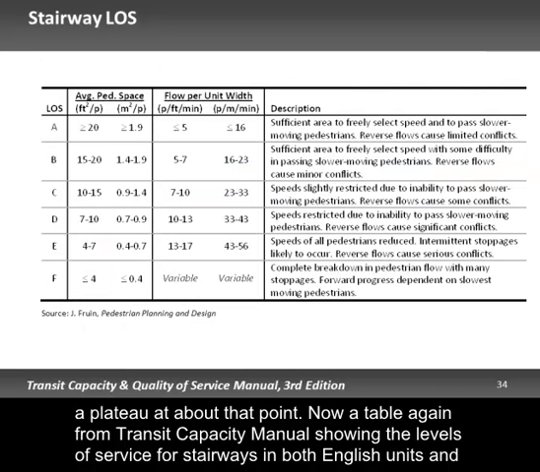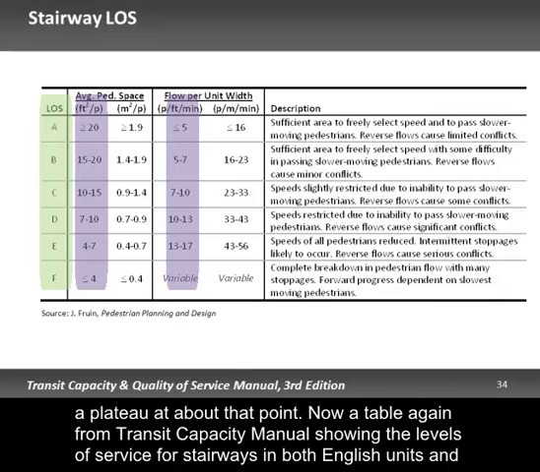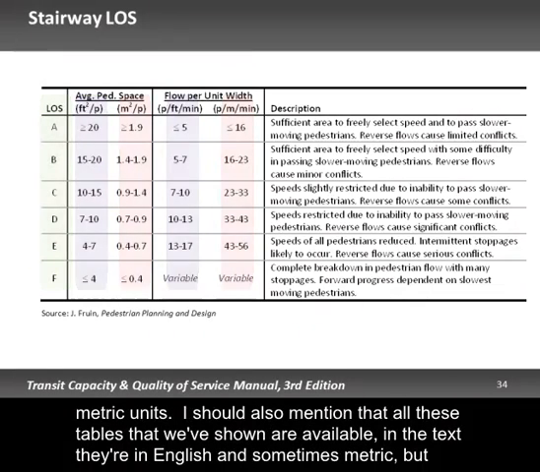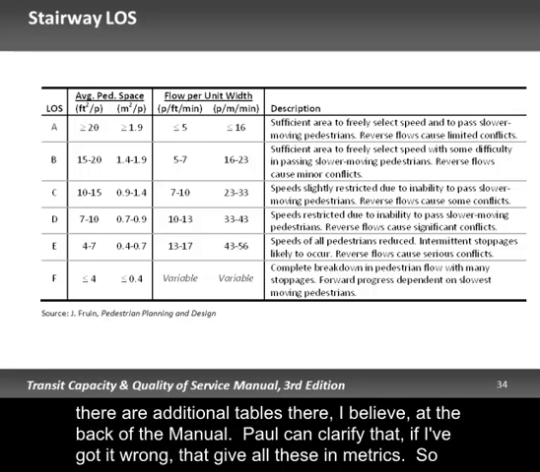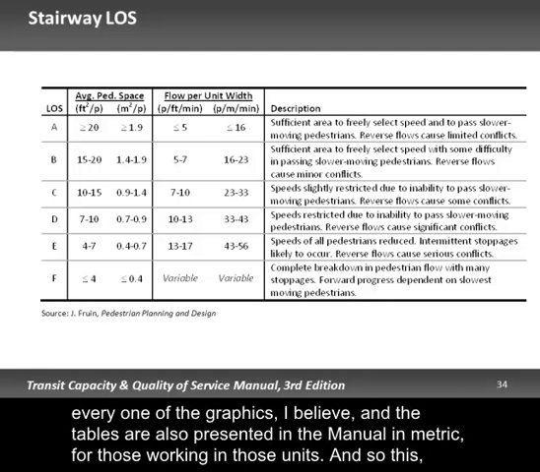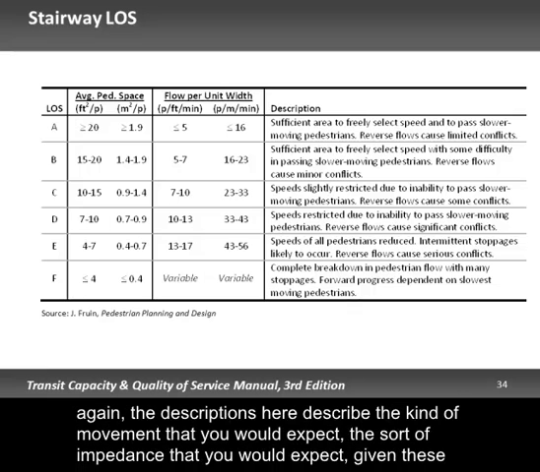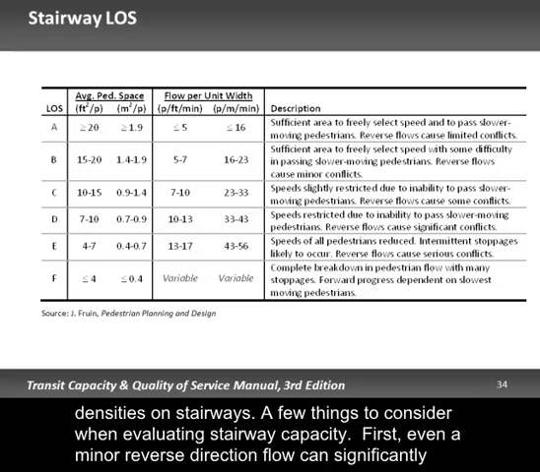Now a table again from the Transit Capacity Manual showing the levels of service for stairways in both English units and metric units. I should also mention that all these tables that we've shown are available in the text. They're in English and sometimes metric, but there are additional tables there, I believe at the back of the manual. Paul can clarify that if I've got it wrong. So every one of the graphics and the tables are also presented in the manual in metric for those working in those units. And so the descriptions here describe the kind of movement and impedance that you would expect given these densities on stairways.